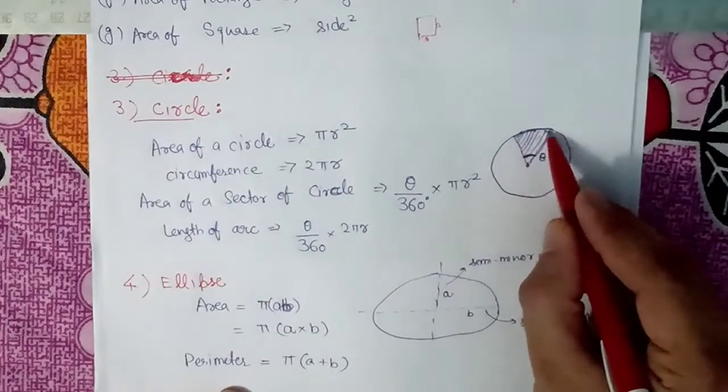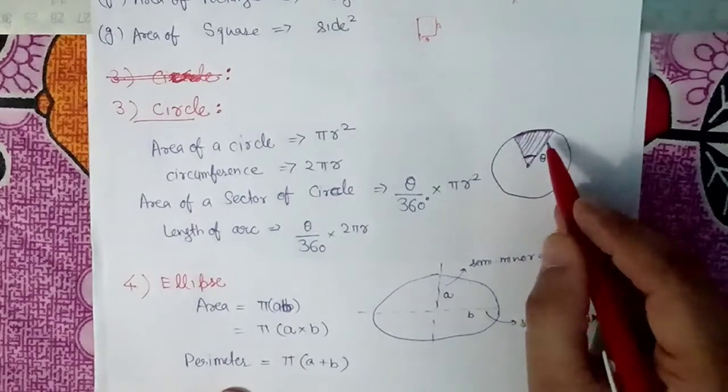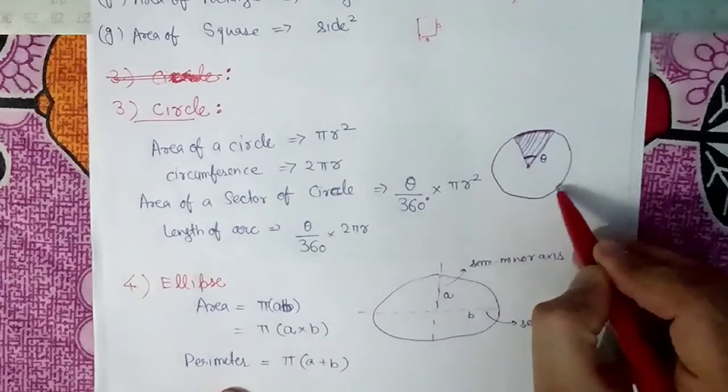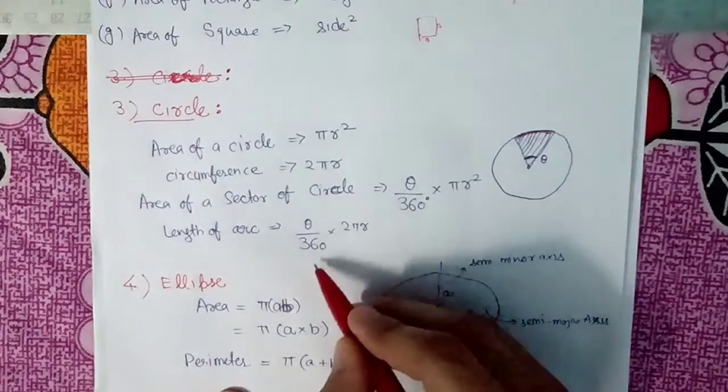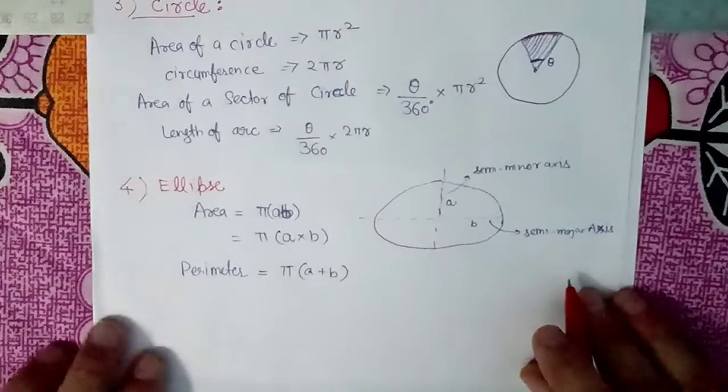And if you want to calculate the length of this arc, this is a part theta in 2 pi. 2 pi is 360, so theta by 360 into 2 pi r will give you the length of an arc.